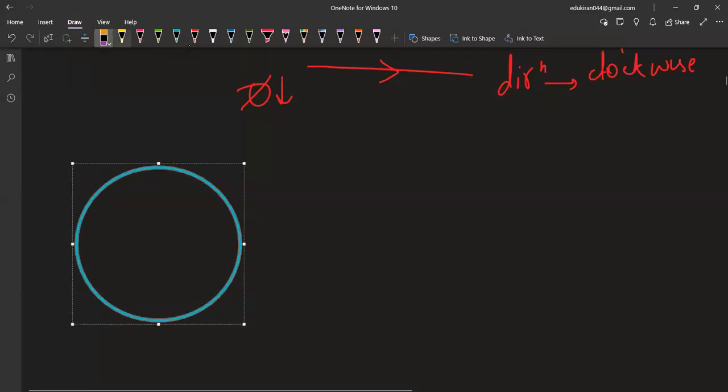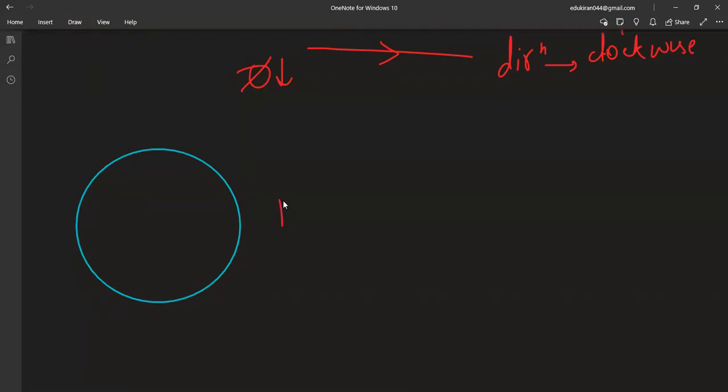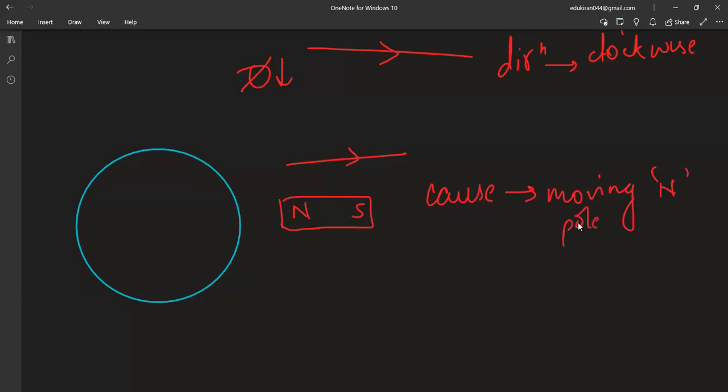This is the coil. This is North Pole, this is South Pole. Now South Pole is moving away. So what is the cause? Moving South Pole means flux is decreasing. Cause is decreasing flux, because if magnet moves away, then number of field lines will decrease. So flux will decrease. Now when the flux decreases, what is our aim? To increase the flux. This is our aim.